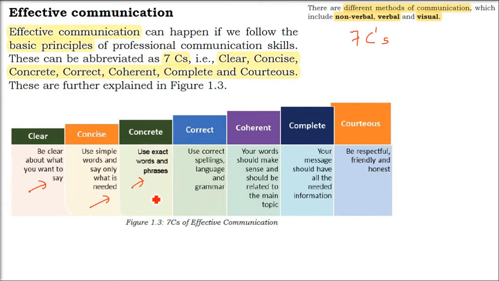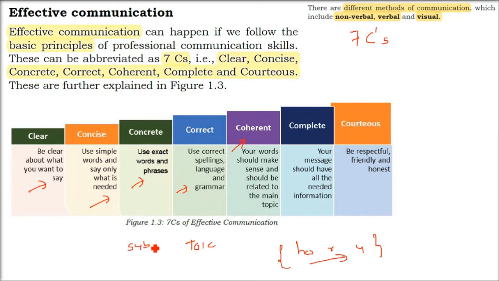Concrete. Use exact words and phrases. Because if you use a wrong word, something which shouldn't come in that communication, that will create all the bad things. Correct. Whenever you are typing, speaking, writing, like if you write 'how r u', what does it mean? Why are you shortening? You are communicating the way you should talk. So on WhatsApp, on Facebook, on any other digital media, Twitter, write properly. H-O-W-A-R-E-Y-O-U.